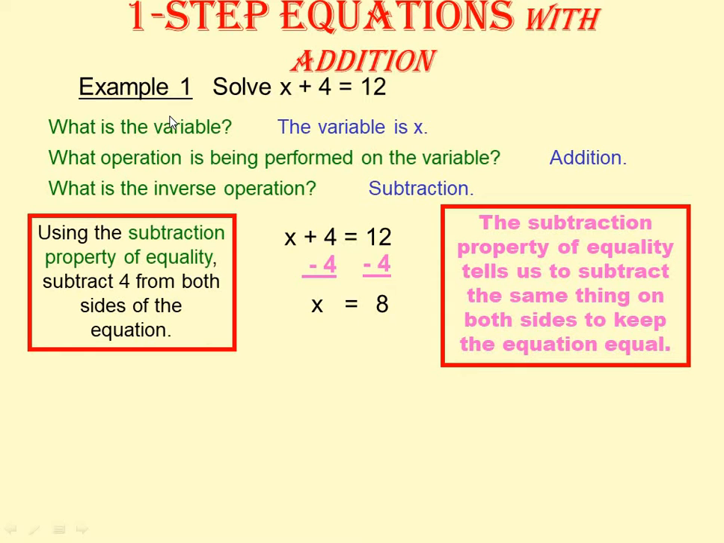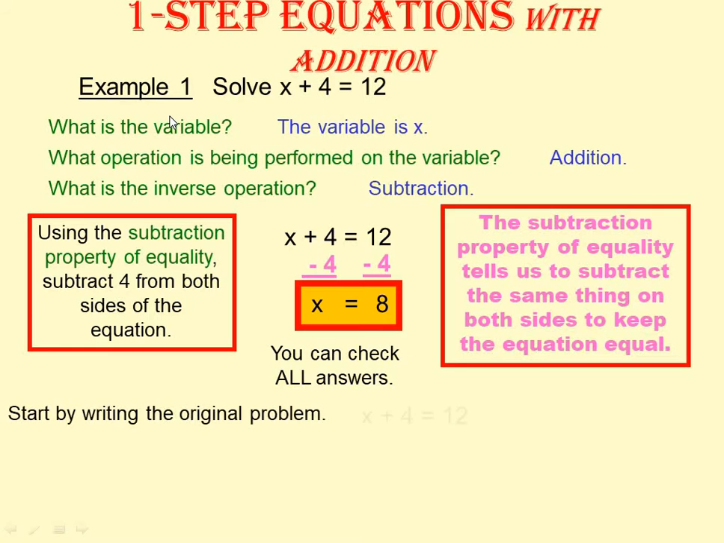So you can notice that now plus 4 minus 4 is actually like undo the addition of 4, which is 0. Okay, now 12 minus 4 equals 8. Did we solve? Yes, actually this is the solution. You can check all answers.